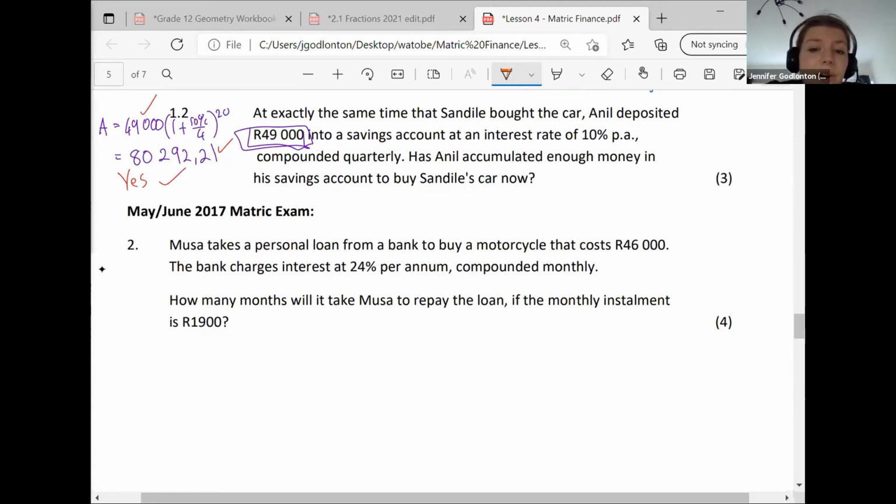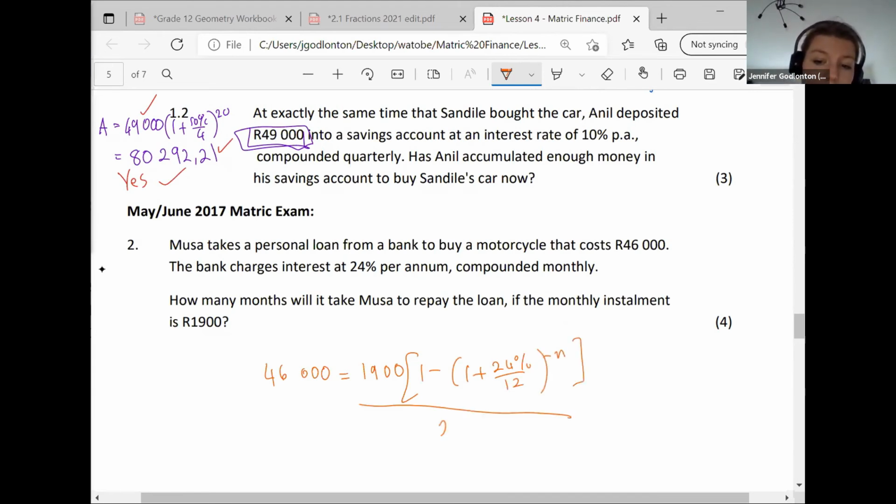Okay, so the loan was taken out. As soon as we see the word loan, we need to think, well, this is going to be a present value situation. We know our monthly installments and our present value. Our present value is 46,000. Our monthly payments are 1,900. Then we have (1 minus (1 plus 24% compounded monthly, so over 12) to the power of negative n), all over 24% over 12. If you get to this point, 2 marks for yourself.